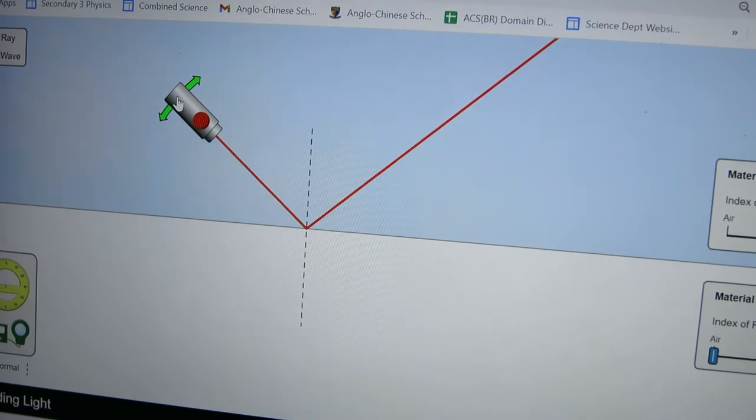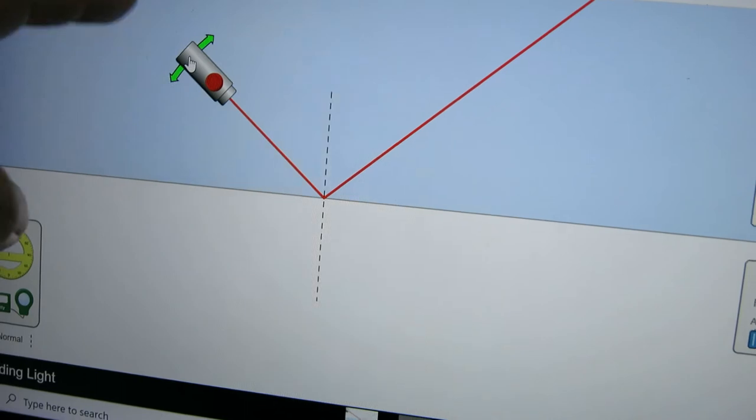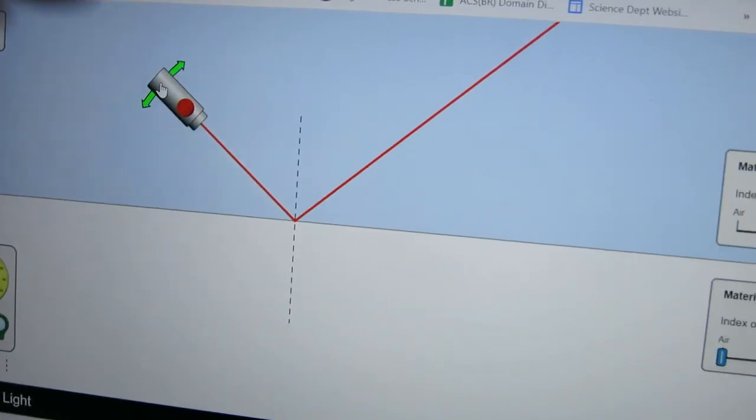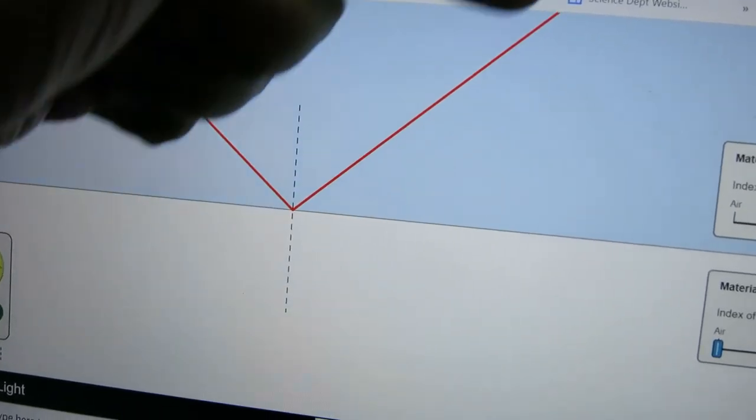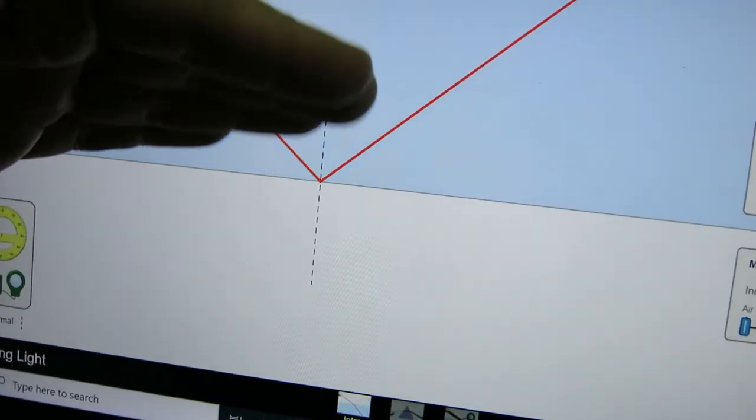After that point, total internal reflection occurs. Total internal reflection, because the light is totally internally reflected. So this surface here acts like a perfect mirror, and all the light is reflected back up.